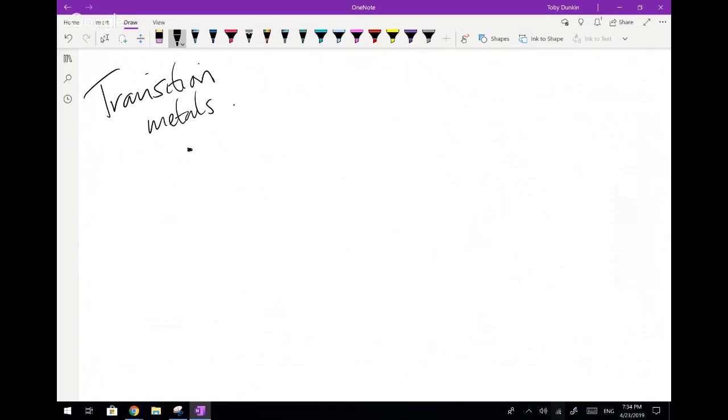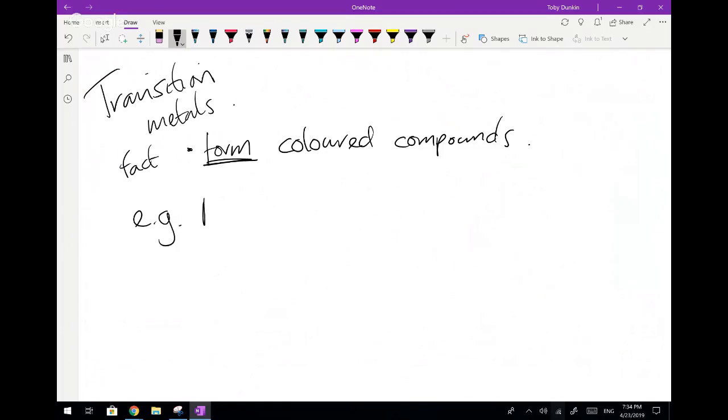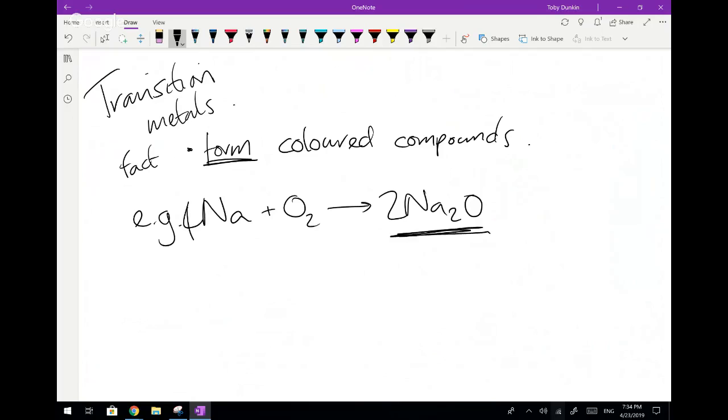So the first fact that we're going to pick up is they form, and that's a key word, form colored compounds. This is unusual. For example, if I take sodium, which is not a transition metal, and I react it with oxygen gas, I will make sodium oxide. And I now balance the equation. Sodium oxide is the compound, and it is white. It is white because it is a group 1 metal.